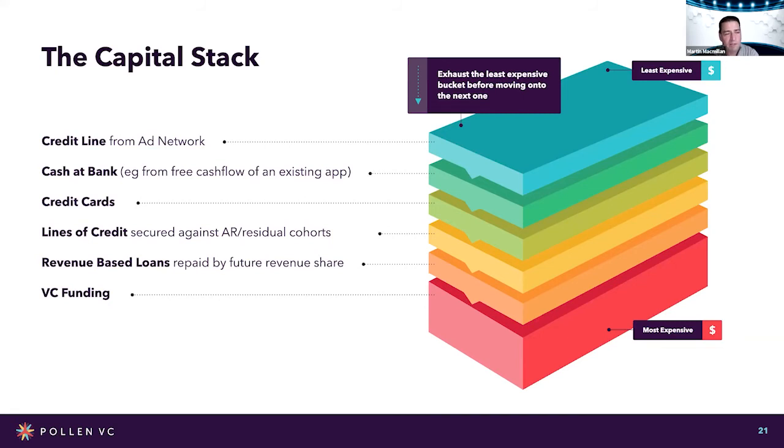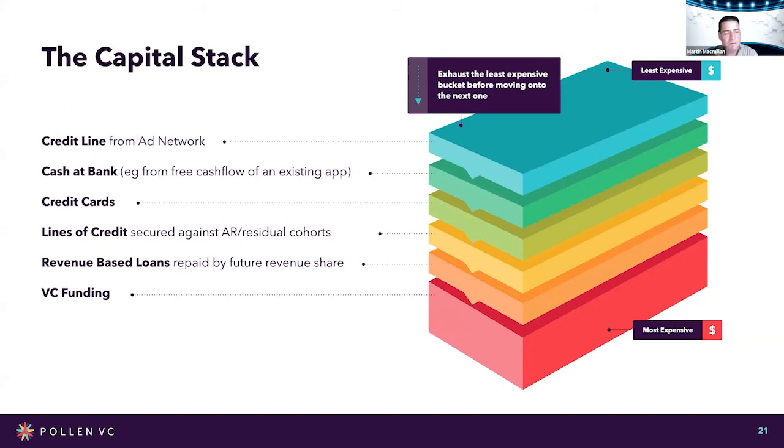You can also play the credit card game as well. If you want to match interest-free periods on credit cards and take the air miles, that's a totally valid strategy. We see empirically a lot fewer people playing this game because the risk of maxing out cards is just too great, so people are moving away from this. Next down the stack is credit facilities, the type of facilities that we provide here at Pollen. These are typically secured against either just accounts receivable, or in our case, accounts receivable and residual cohorts.